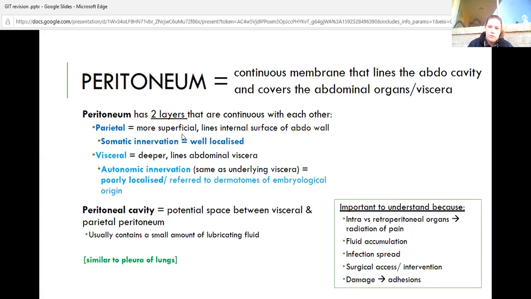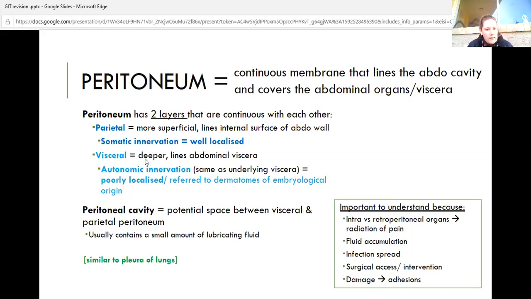Parietal is more superficial, so it's lining the inner surface of the abdominal wall, and it's somatically innervated, so that's well localized. And then the visceral peritoneum is deeper. It lines the organs, and it's autonomically innervated, same as the underlying organs, which is poorly localized, and it refers to the dermatomes of embryological origin. So for all things in the gut tube, like the stomach, it all kind of centralizes, and other organs might be a bit more on one side, where the pain goes to.